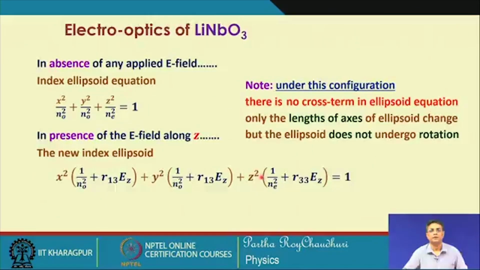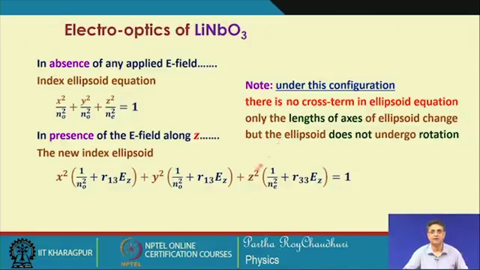Okay, so now having known this fact that it only undergoes a size change, that is, a change in the refractive indices corresponding to nx, ny and nz to nx dash, ny dash and nz dash, to make it again uniaxial. So, there is no cross term in the ellipsoid equation, that means it does not undergo any rotation, but only the length of the axis of the ellipsoid changes.